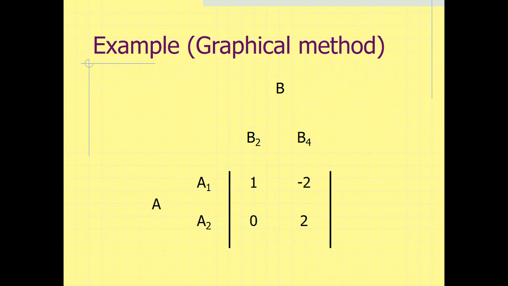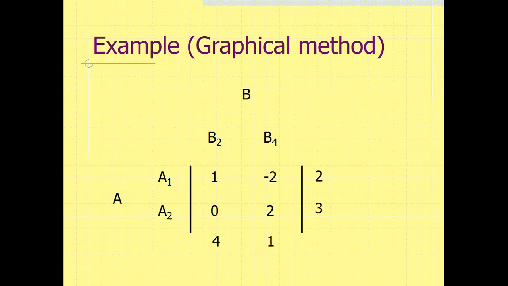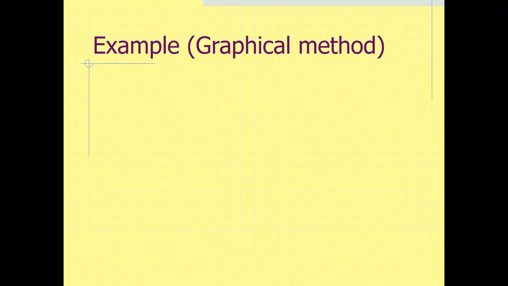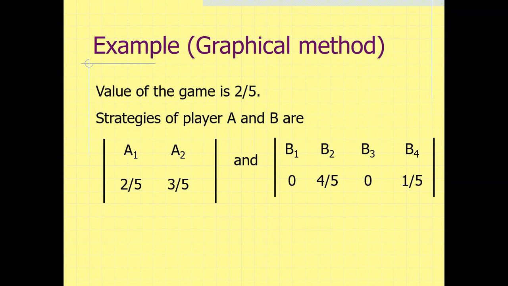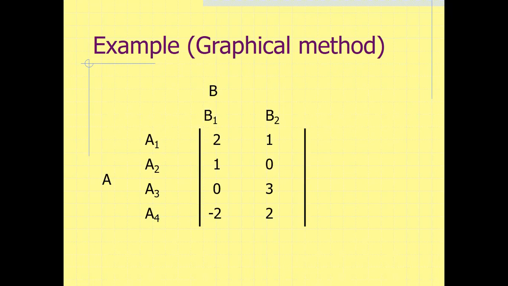Thus, we have been able to reduce the size of the game from 2 by 4 to 2 by 2, and now the game could be solved with the help of the shortcut method. Therefore, these are the strategies for players A and B. Now let us consider another example.